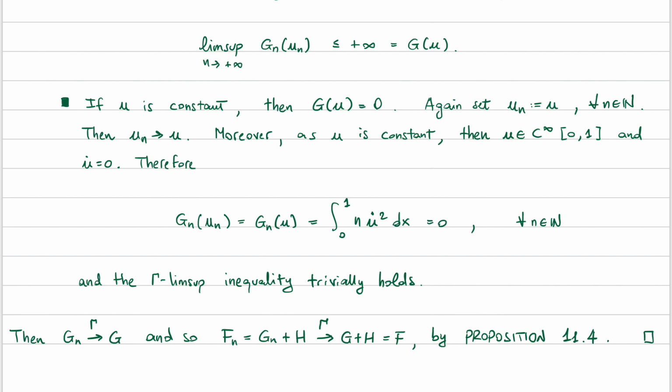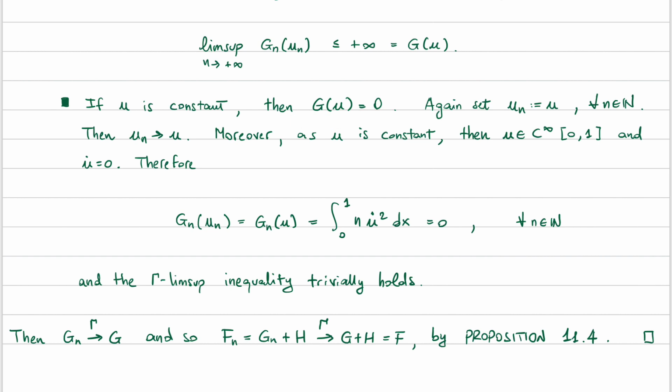And therefore you can compute the energy: G_n(u_n) is equal to G_n(u), because of how we selected the recovery sequence. And now, since u is actually smooth, this is by definition equal to the integral from 0 to 1 of n times u̇ squared. And now u is constant, so u̇ is 0, and so this is equal to 0. And this is equal to 0 for every n in N, meaning that the Gamma-limsup inequality trivially holds, because G(u_n) is equal to 0, which is equal to G(u) by assumption.